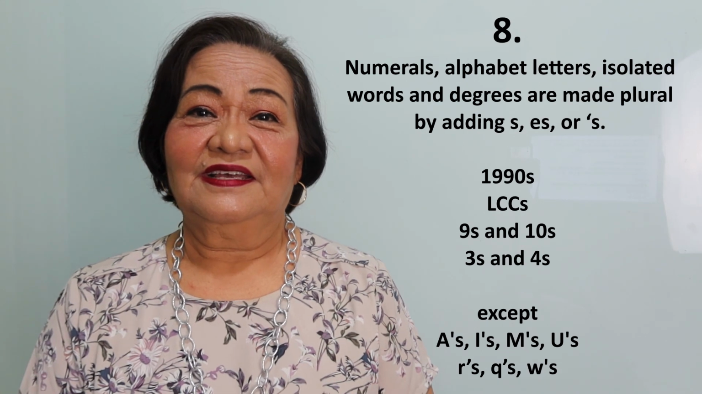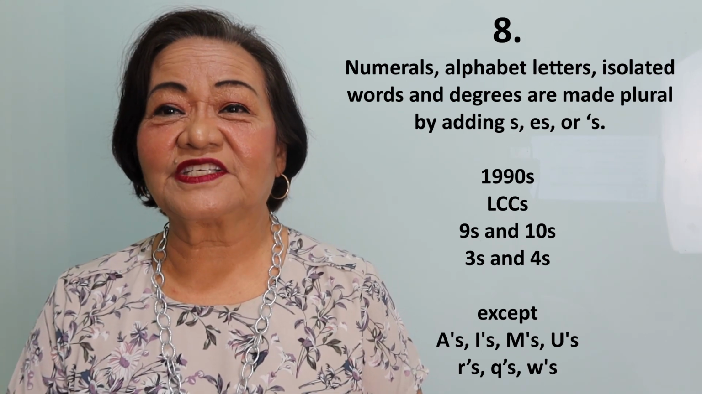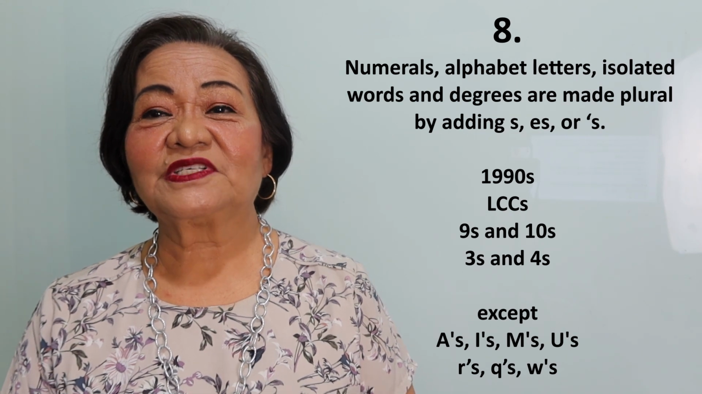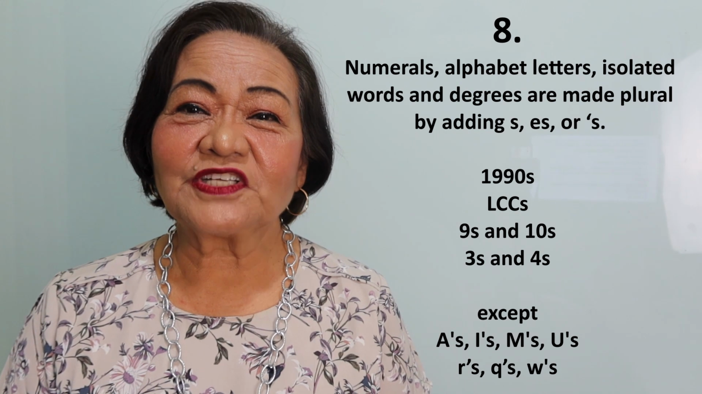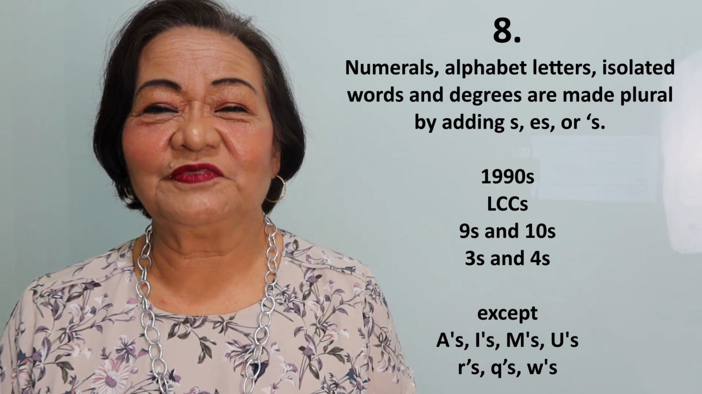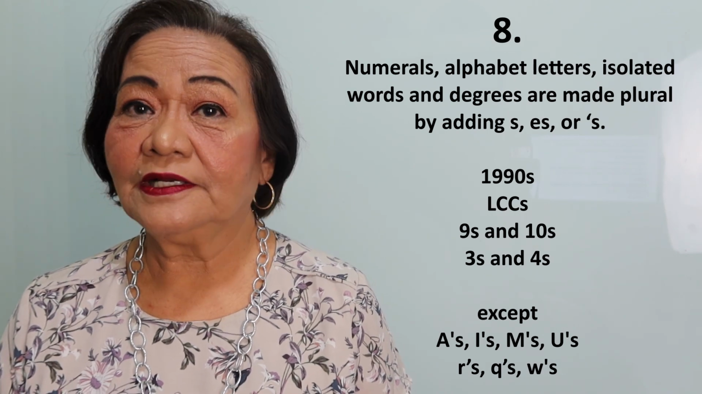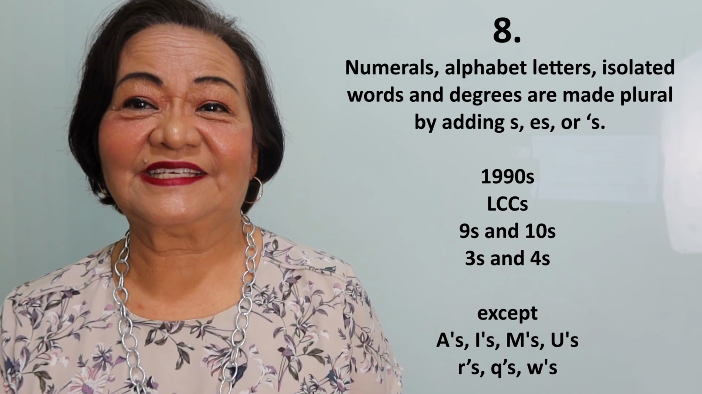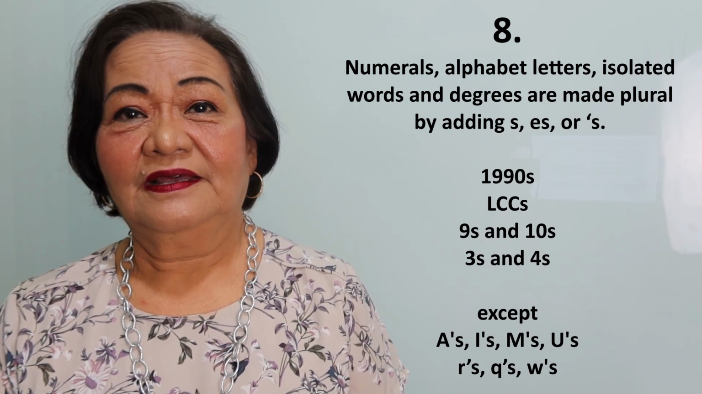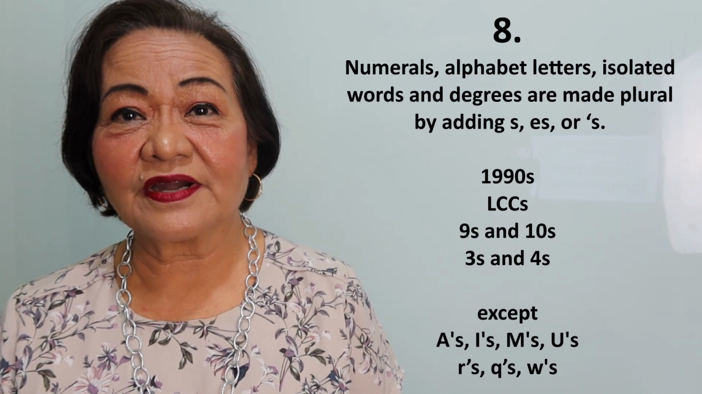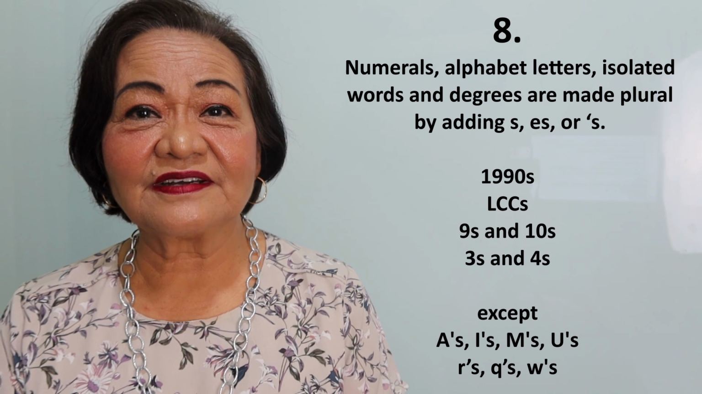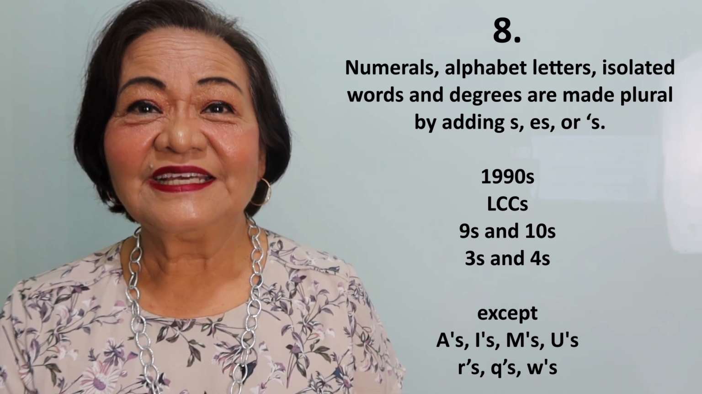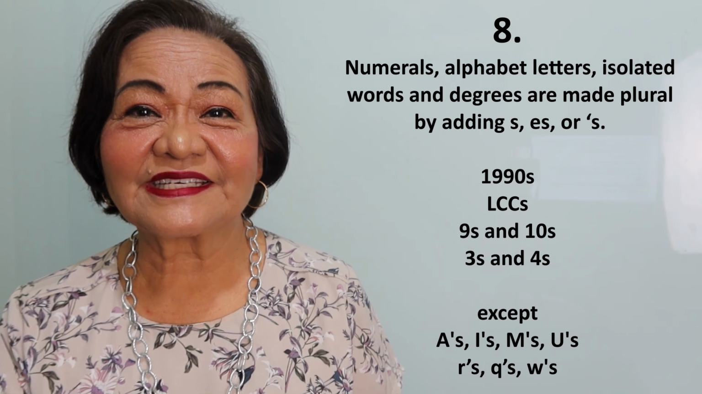What about numerals, alphabet letters, isolated words and degrees? They are made plural by adding s, es, or apostrophe s. Now let's be careful. When we're talking of the style of your dress is of the 1990s, no apostrophe. Just 1990, small s. What about big letters? The name LCC, that's the store. These are all capitalized. How many C's are there? I would say there are 2 C's. To pluralize the letter C, just add a small s.